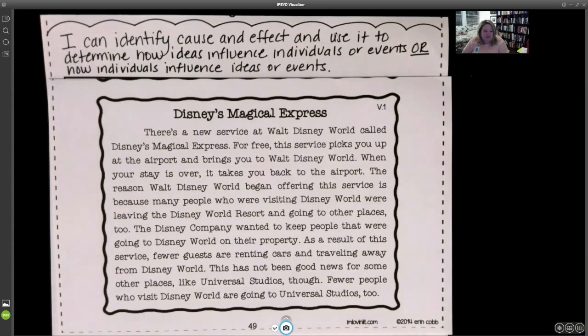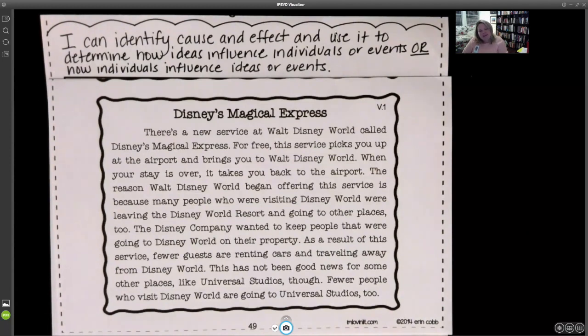As a result of this service, fewer guests are renting cars and traveling away from Disney World. This has not been good news for some other places like Universal Studios, though. Fewer people who visit Disney World are going to Universal Studios too.